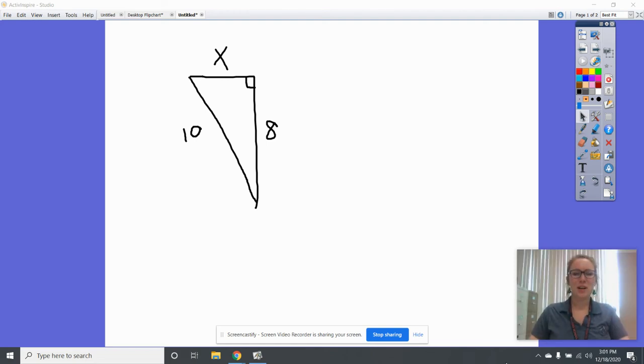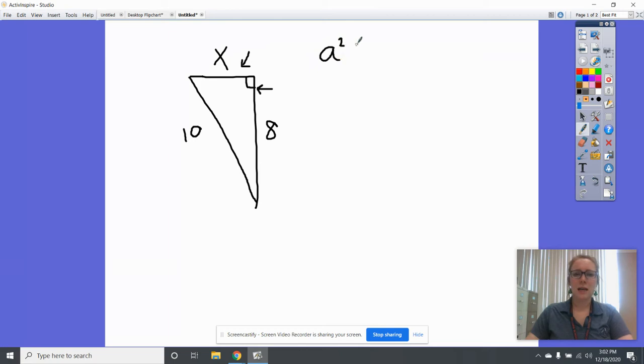Hi, today we're going to talk about using the Pythagorean theorem to find a missing length of a leg of a triangle. Just as a reminder, the diagonal that is across from the 90-degree angle is called the hypotenuse. The two sides that are next to, or adjacent to, the 90-degree angle are called the legs. So here we have 8 is a leg, x is a leg, and 10 is the hypotenuse. We're going to use the Pythagorean theorem to help us figure out how long x is.